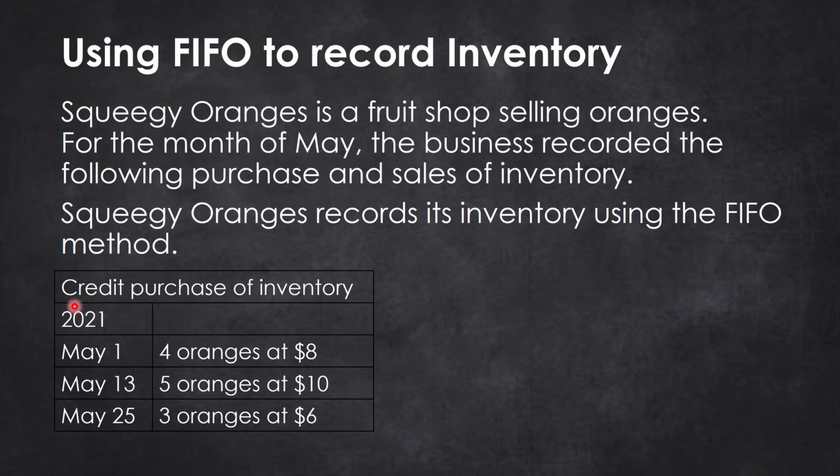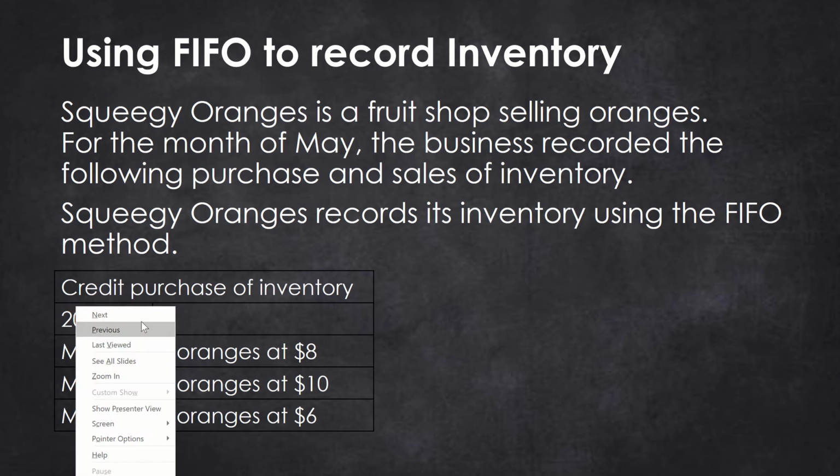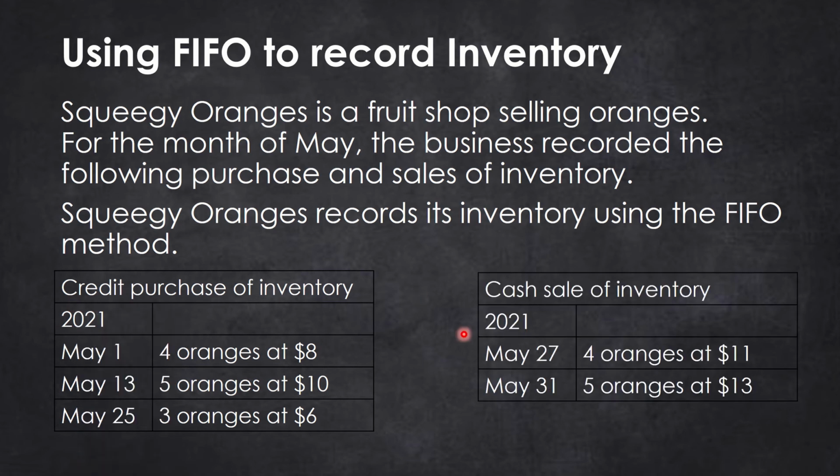This is a credit purchase of inventory. What does credit purchase mean? Credit purchase means that I have not paid for my inventory yet. What about my sale of inventory? My sale of inventory in the month of May relates to these items. On the 27th of May, I sold 4 oranges at $11. On the 31st of May, I sold 5 oranges at $13. Now, these are cash sales. Cash sales means that I receive cash when I sell my oranges.